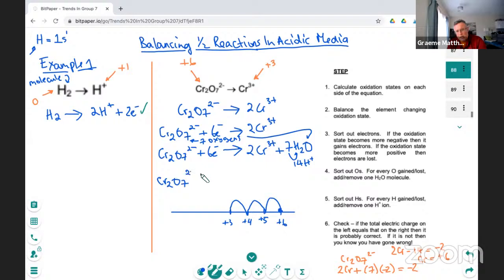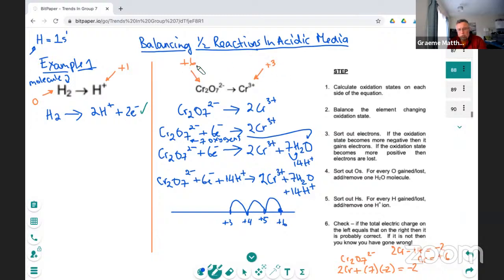Cr2O7 2- plus 6 electrons plus 14 hydrogens, like so. Arrow, 2Cr3+, and 7H2O, and 14 hydrogen ions, right? Voila, we are done. So look, figured out the oxidation state, +6, +3.